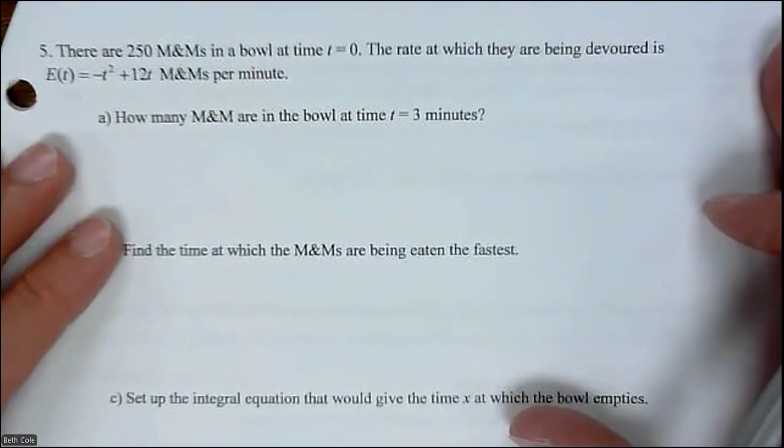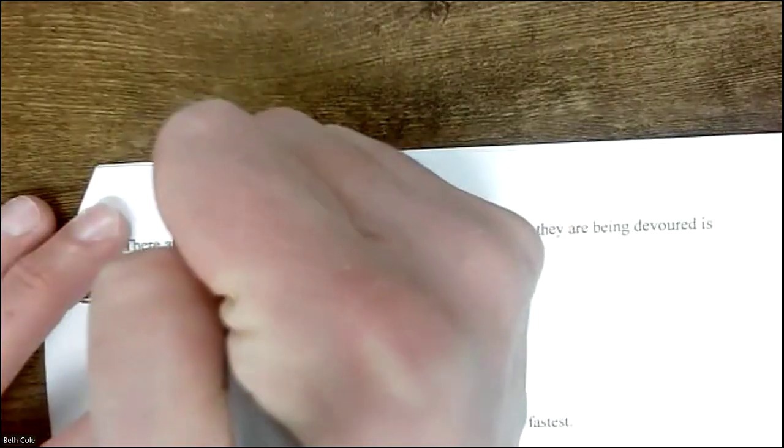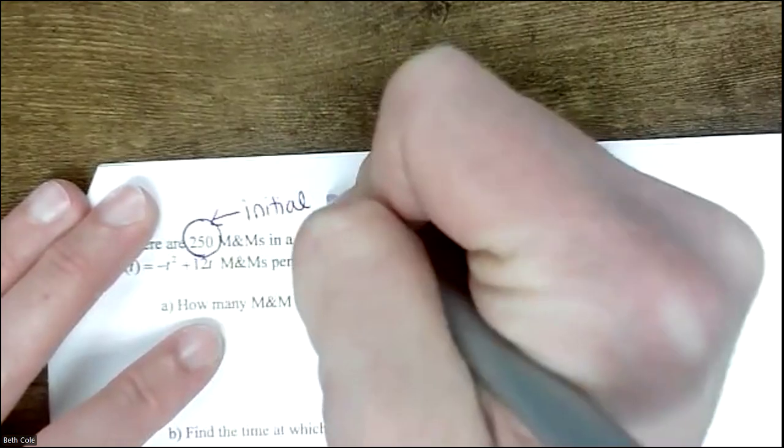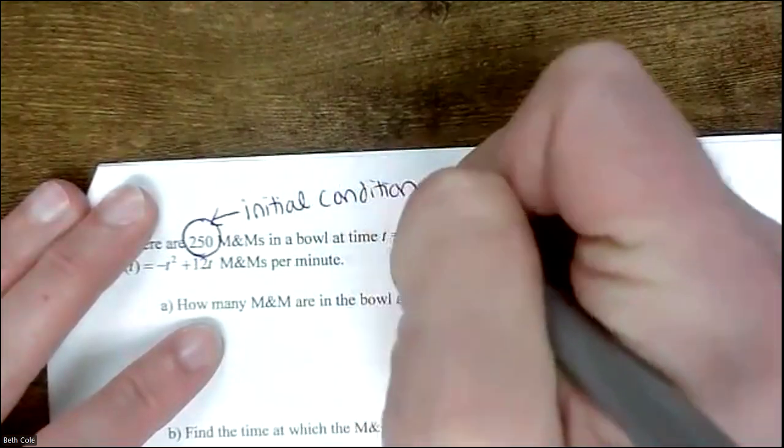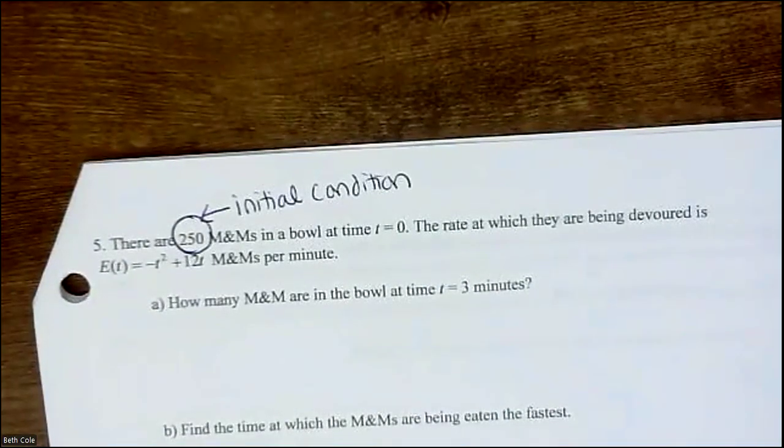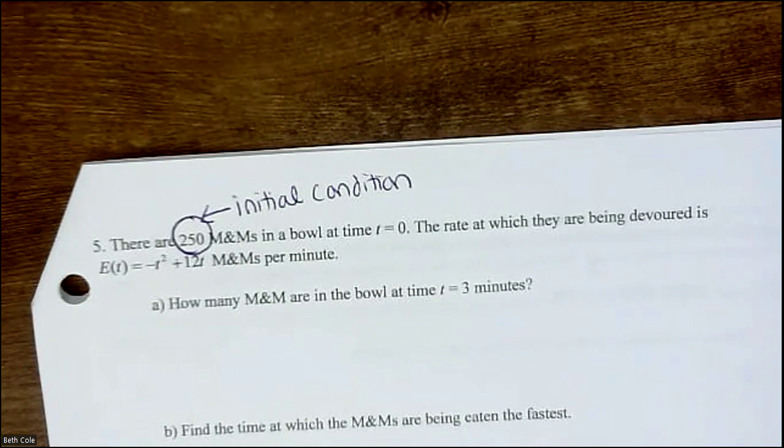There are 250 M&Ms in a bowl. This is what we call an initial condition. That's what you start with. If you're a physics person, it's kind of like initial position. Not to be confused with initial velocity, that's different, but do you get what initial means? It's how much you started out with. All right, there's 250 M&Ms in a bowl at time 0.